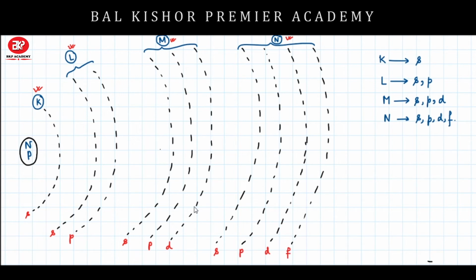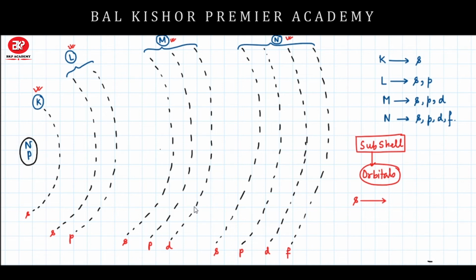Now, each of these subcells contains different orbitals. So, every subcell contains orbitals. Let us see how many orbitals there are for each subcell.